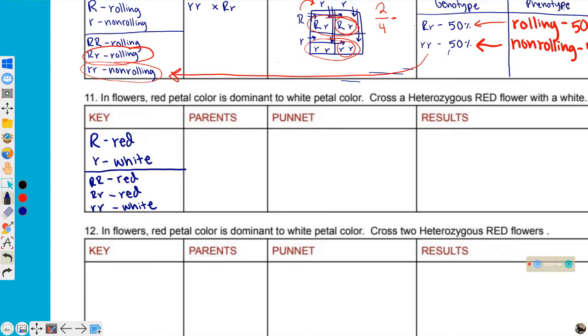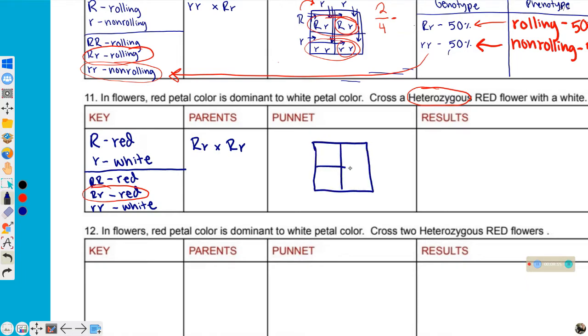Now, we've got to figure out the parents. It says to cross a heterozygous red flower with a white. Looking at that word, here we go, heterozygous. That means we have 2 different alleles. So we are going to be using this big R, little r. It's going to be both of our parents. That is the heterozygous. So we're going to put that in here, big R, little r, crossing it with another big R, little r. Now we're ready to put this into a Punnett square.